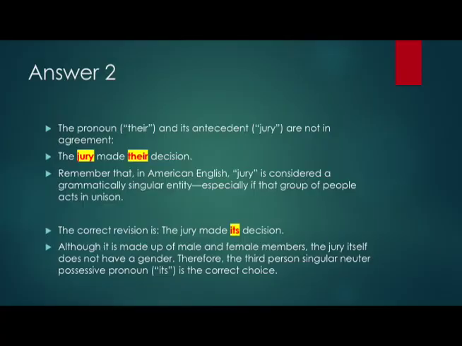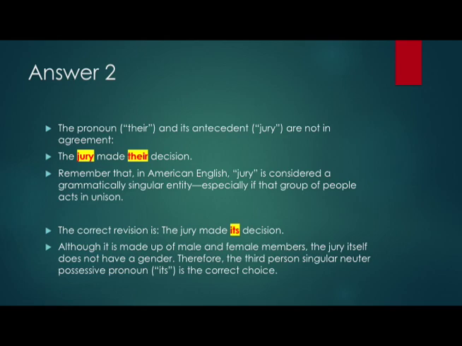So in this sentence, the pronoun and its antecedent are not in agreement. The pronoun is "their," and the antecedent "jury" is singular. This was discussed in one of the two preliminary grammar modules that I posted a couple weeks ago. Please remember that in American English, jury is considered grammatically a singular entity, particularly if that group of people acts in unison. So making a decision is something they jointly do at the same time.